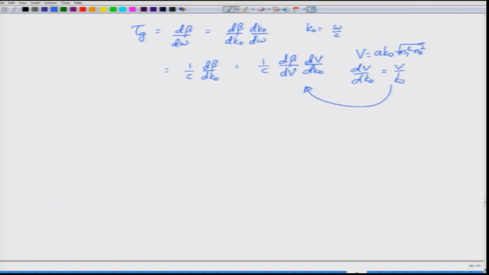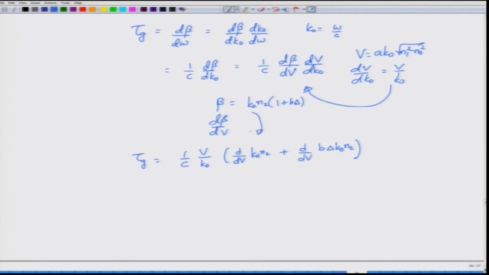Okay, I can substitute that into this expression, and since I also have written beta as k0 n2 times 1 plus b delta, I can find out what is d beta by dv, and therefore write tau g as, please verify this expression, v by k naught d by dv of k0 n2 plus d by dv of b delta k0 n2. I have just expanded this beta and then differentiated with respect to v, and dv by dk naught is basically v by k naught. So, I have just considered that one, 1 by c comes in with 1 by c.